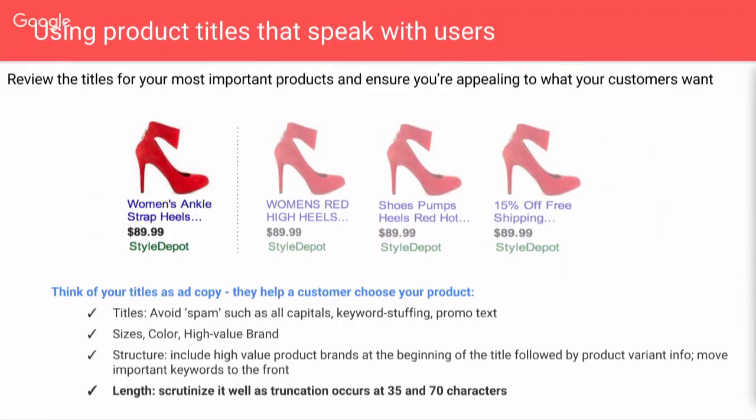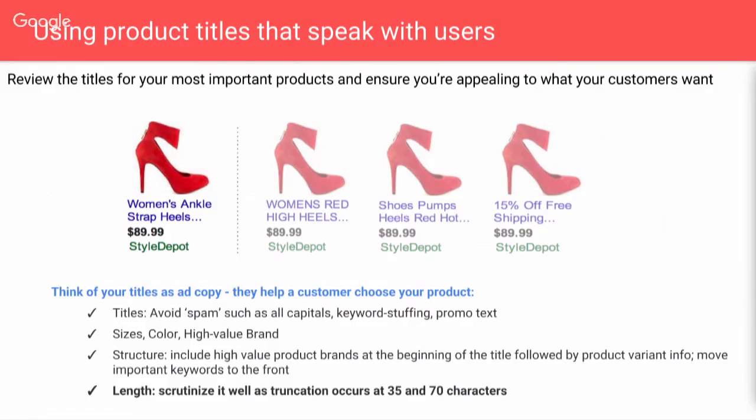Avoid spammy titles. This could get your ad disapproved. Things like all caps, keyword stuffing, promo text. You can see that stuff happening up there, lots of exclamation points, right? We want to avoid doing this. We want to include sizes, colors.